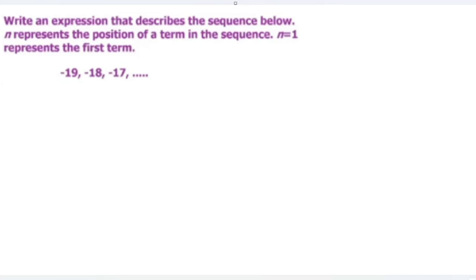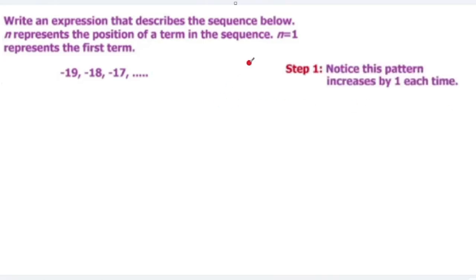In this video, I'm going to help you understand how you write an equation from an arithmetic sequence that you're given. So if we have a problem like this one that says, write an expression that describes the sequence below. N represents the position of a term in the sequence. N equals 1 represents the first term. Okay, so N equals 1 is the first term.